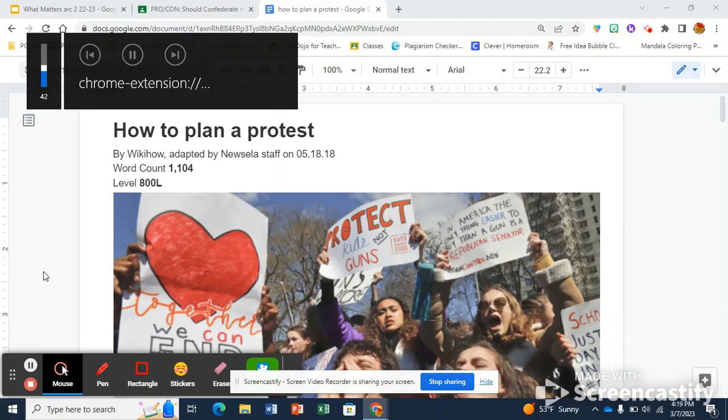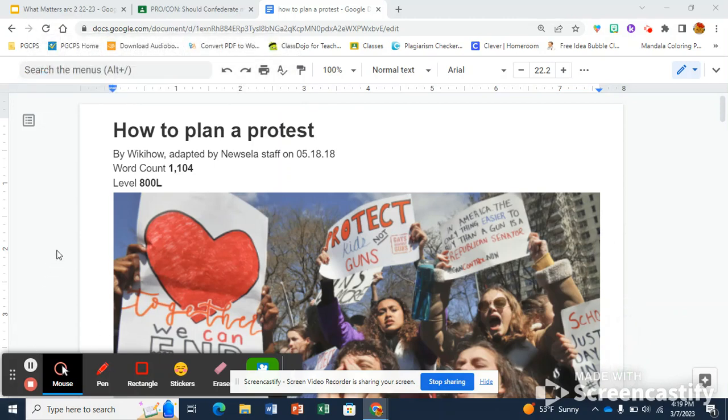How to Plan a Protest by wikiHow, adapted by Newsela staff on 5/18/18.